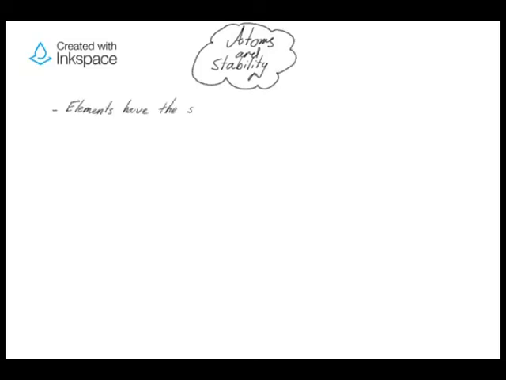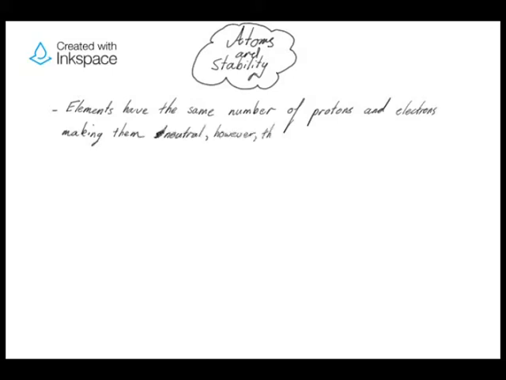So today we will be starting to talk about stability and reactivity, arguably the most important topic within chemistry. Cool. So elements have the same number of protons and electrons, making them neutral. We know that. However, they aren't necessarily stable. Even if we change the charge of some atoms, it doesn't necessarily make them stable. Depends on what happens.